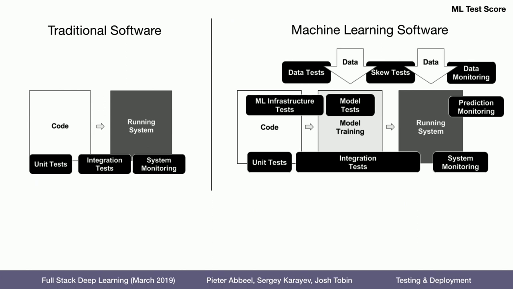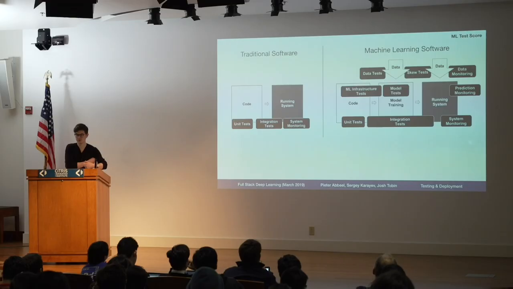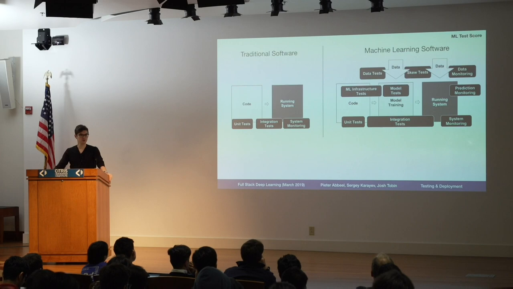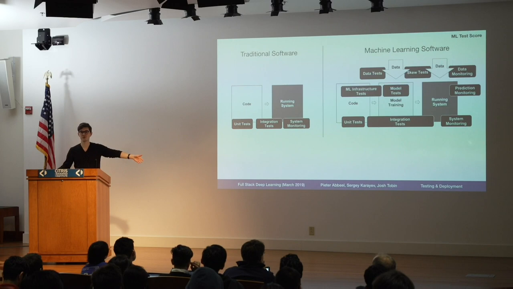Now, machine learning software is more complicated, as we keep saying. You have the code, which still has the unit tests, and there's an additional step, which is model training. You can't just take code and deploy it as a running system, because your running system is part code, part data. The weights are trained from data. So your code goes into the model training code, which is combined with data, and goes into the running system. Because of these extra requirements, you have extra tests to do. You have unit tests and integration tests, which cover the training. You have machine learning infrastructure tests, which can refer to, for example, pre-processing features. You have data tests: data comes in from upstream systems and the schema changes, so now you have data in a different format, and you can catch that with a data test.